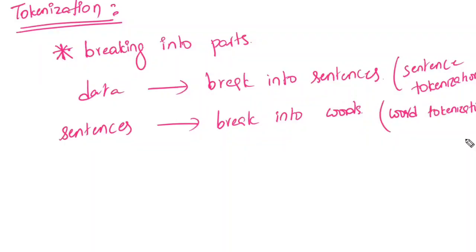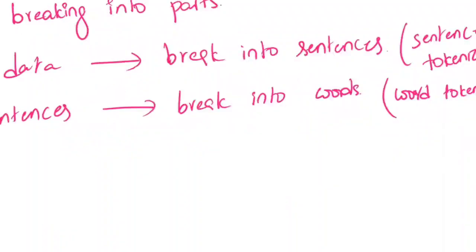Wherever the full stop is there, it is breaking into the sentences. If the full stop is not there, only space is there, that will be converted into the words. We are going to just apply the split function. Where a full stop is there, it is considered as a sentence. Whenever the sentence is completed only, we have to keep the full stop. So based on the full stop, before the full stop is the first sentence, after that one is the second sentence.